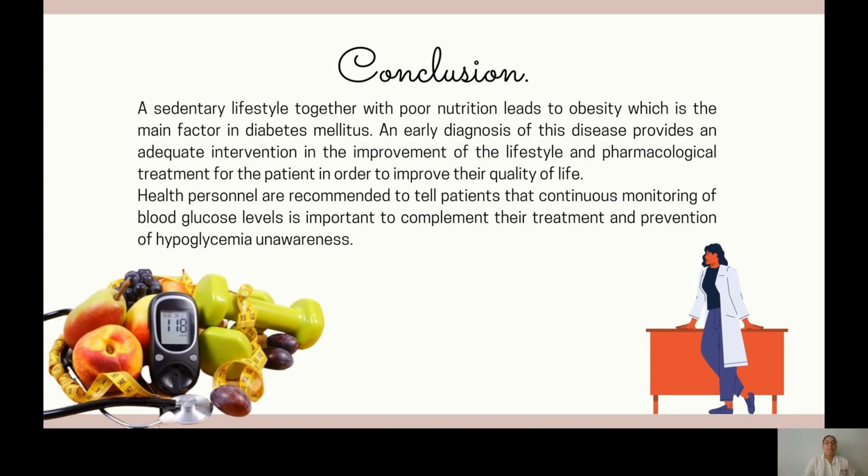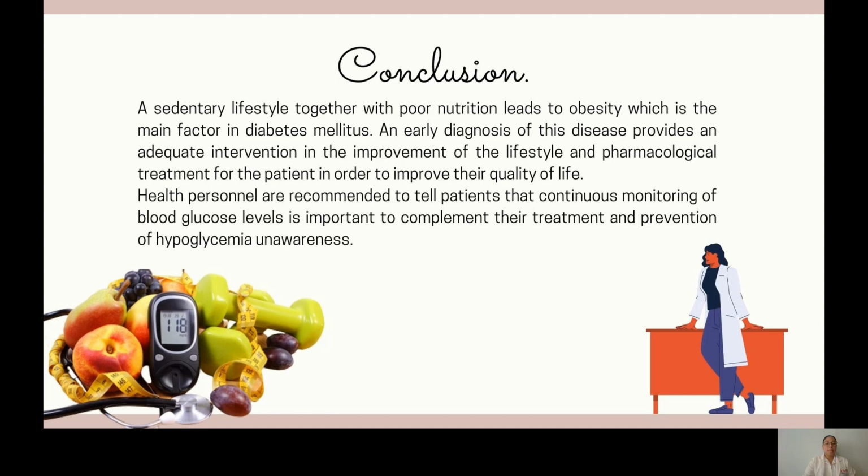Conclusion. A sedentary lifestyle together with poor nutrition leads to obesity, which is the main factor of diabetes mellitus. An early diagnosis of this disease provides an adequate intervention in the improvement of the lifestyle and pharmacological treatment for the patient in order to improve their quality of life and reduce the complications that may appear, for example, hypoglycemia. Hypoglycemia unawareness appears after several recurrent episodes of hypoglycemia with low levels. Patients with hypoglycemia unawareness are not able to realize that they are having an episode of hypoglycemia until the symptoms of neuroglycopenia, such as sweating, headache, blurred vision, tremor, and a state of confusion appear.